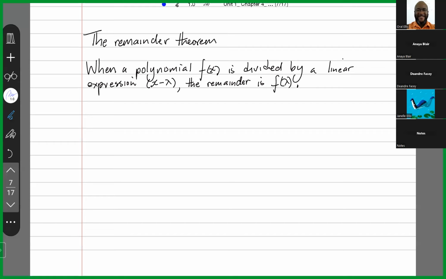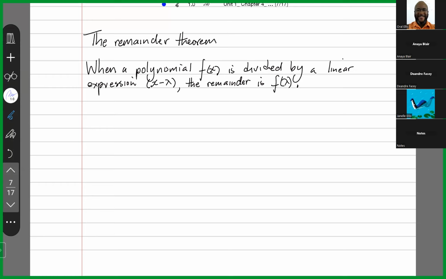All right, so next we're going to start looking at the remainder theorem. The remainder theorem says that when a polynomial f of x is divided by a linear expression x minus lambda, the remainder is f of lambda. When a polynomial f of x is divided by a linear expression x minus lambda, the remainder is f of lambda.